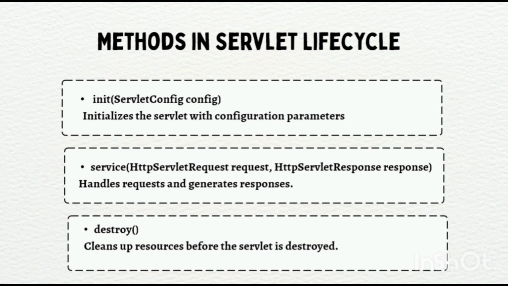So, lastly, let's look at the key methods involved in the servlet life cycle. First is init, ServletConfig. This method initializes the servlet with a configuration parameter, allowing it to set up any necessary resources. Second is service, HttpServletRequest and HttpServletResponse. This method handles incoming requests and generates responses, playing a central role in the servlet's functionality.